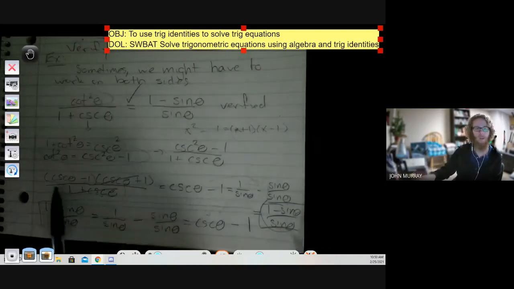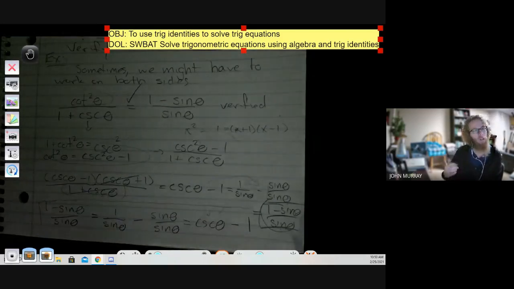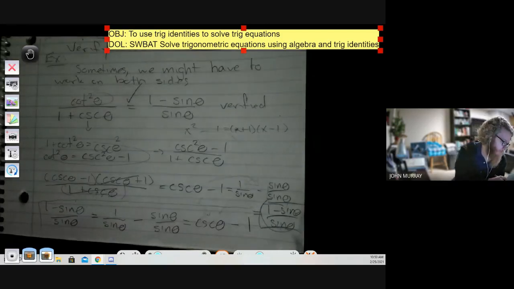So if you're working on one side and you're absolutely stuck and your brain shuts down and you can't go any further, then start working with the opposite side and see if you can meet in a middle ground. But there really is no rule for when you can or cannot work on both sides.